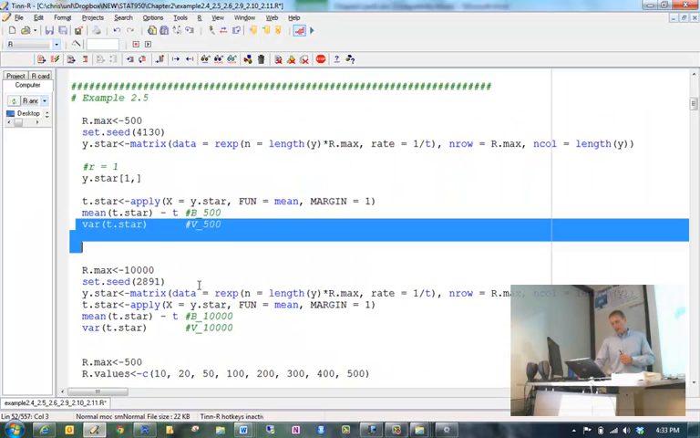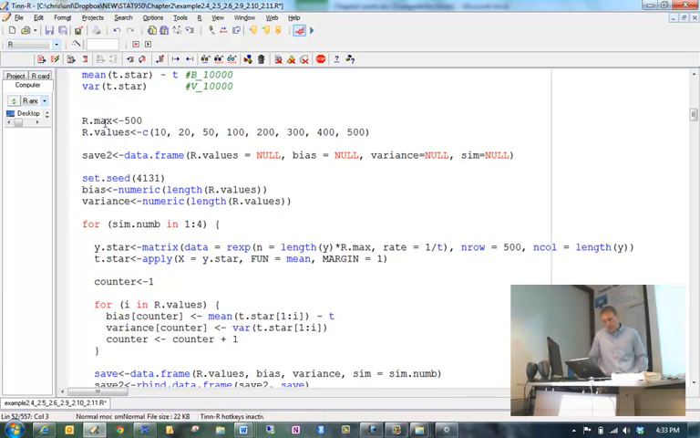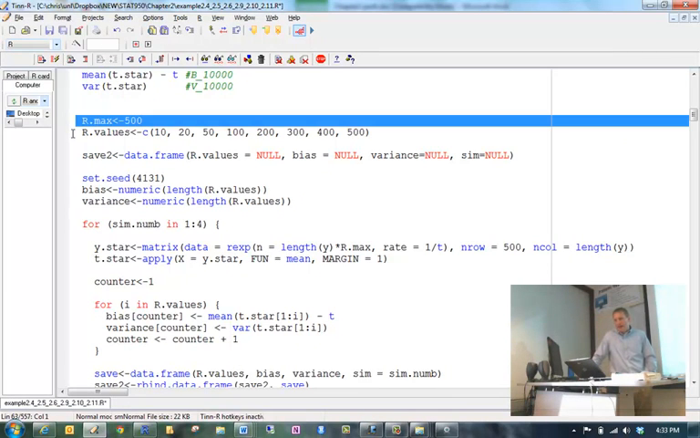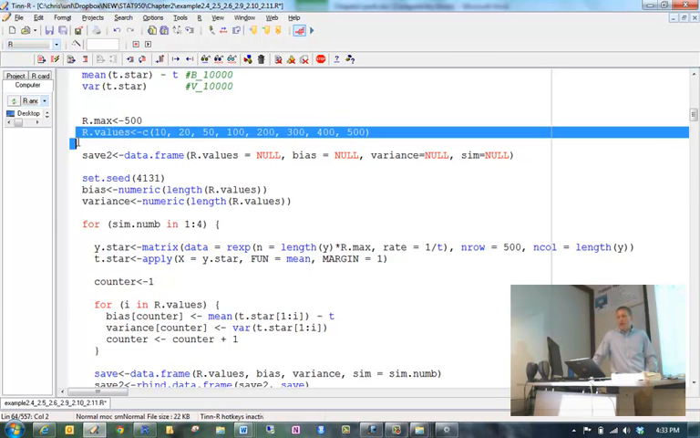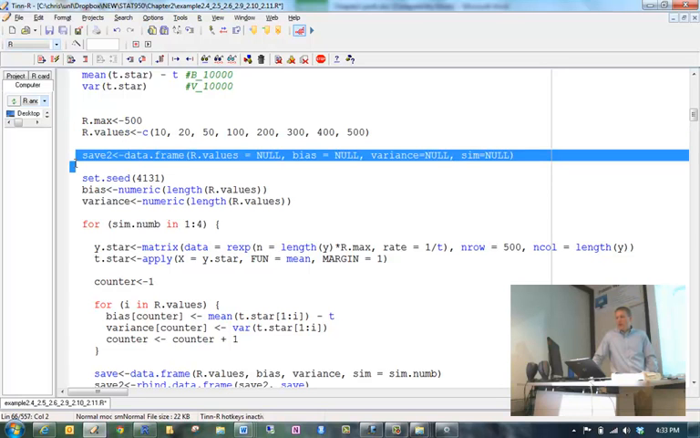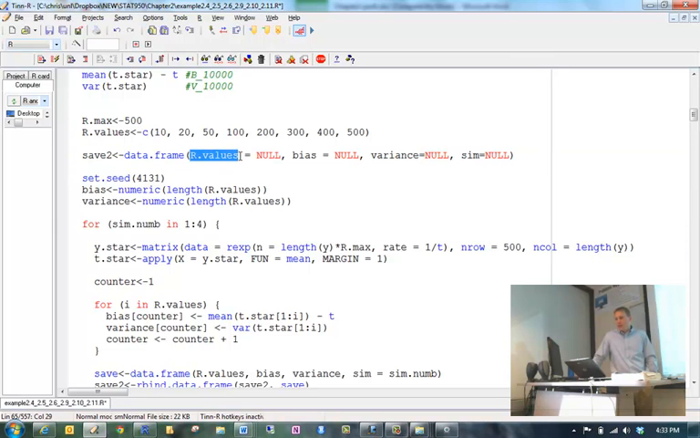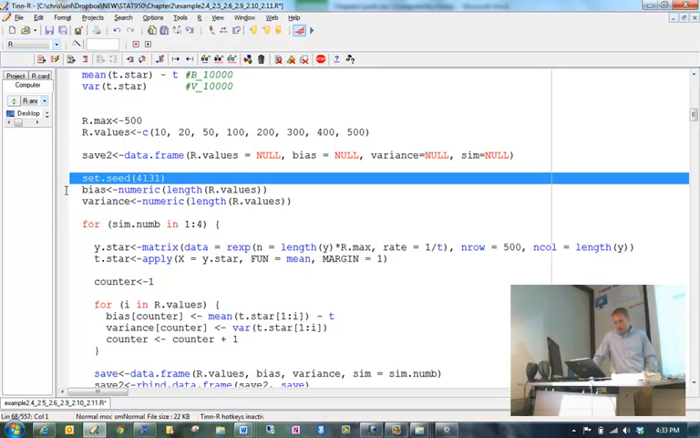So let's begin with this. R max is going to be 500 because I'm going to look at most of 500 resamples. The actual R values I'm going to look at corresponding to the book are 10, 20, 50, up to 500. I'm going to save all my results eventually in a data.frame. And I'm just simply going to initialize it with R.values, bias, I'm going to calculate for every R, variance for every R, and the simulation run, 1, 2, 3, or 4. So I'm going to just initialize these with nulls for now. Set a seed so I can reproduce my results.